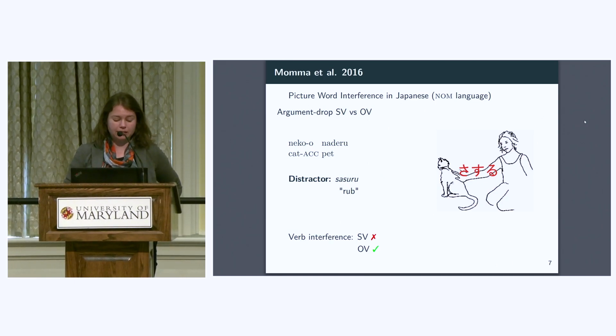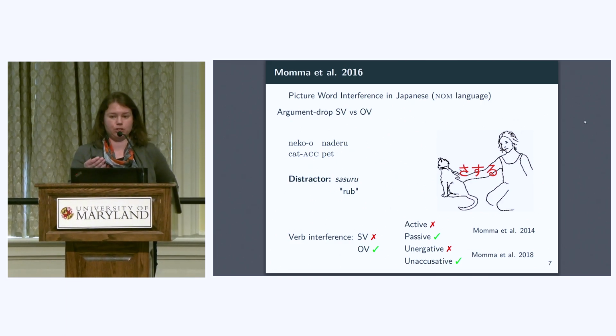So here's what they find. They find verb interference for the OV sentences, but not for the SV sentences. And then they do not one, but two better, and they look at English active-passive and unergative and unaccusative, and they find this really lovely pattern where if you have an agentive initial noun, then it's not going to be planned with that verb, and patients can be planned with the verb.